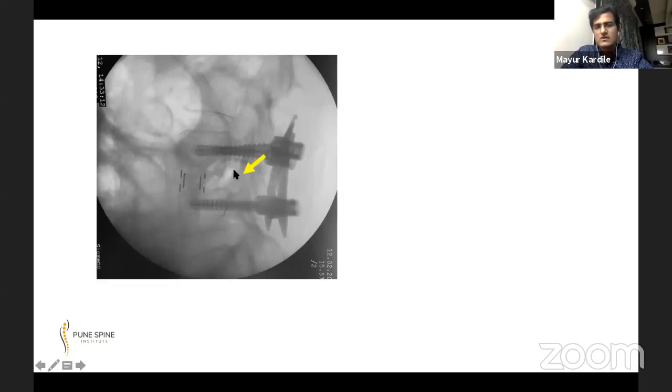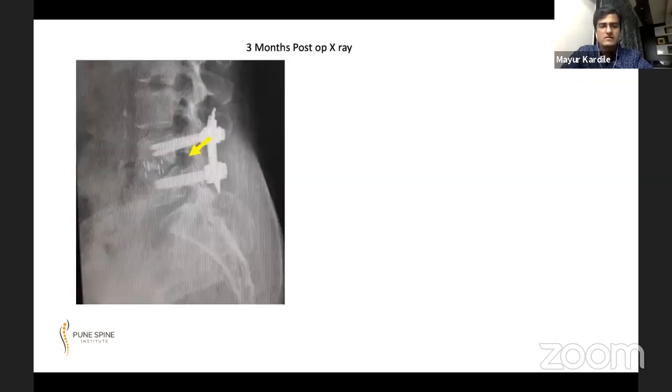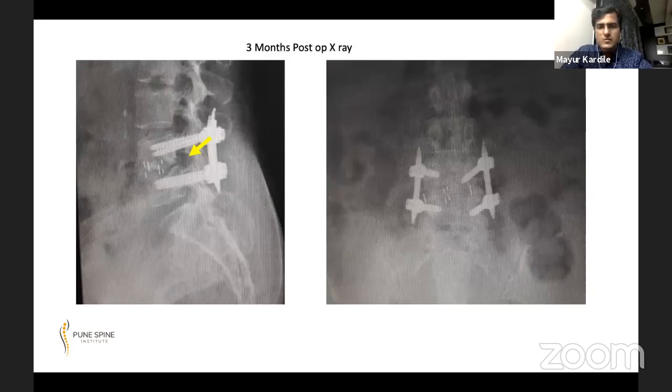Good reduction of the listhesis, good foraminal decompression, and I got good material which I could send for histopath and biopsy, and in that again grew the organism. And this is 3 months post-op. I don't have a longer follow-up right now. She's holding well. She's happy. She's walking around. Her pain is not there. And she is pretty grateful.